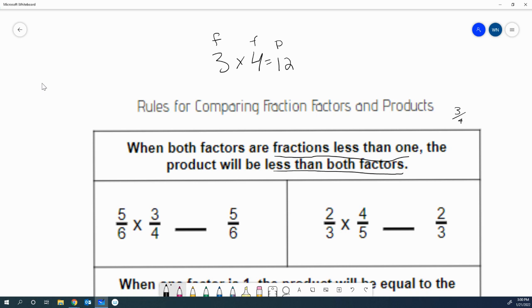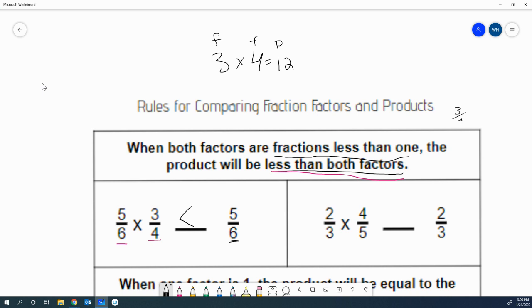First things first, I'm going to look at these. I'm going to look at my 5/6 and say the 5 is less than the 6, so it is a proper fraction less than 1, times 3/4. Now my 3 is less than my 4, so I know this is also a proper fraction less than 1. So if I multiply 5/6 times 3/4, the answer will always be less than both of the factors. So I see I have 5/6 times 3/4. Is that going to be greater than, less than, or equal to 5/6? It will always be less than both of the factors because the factors are less than 1.